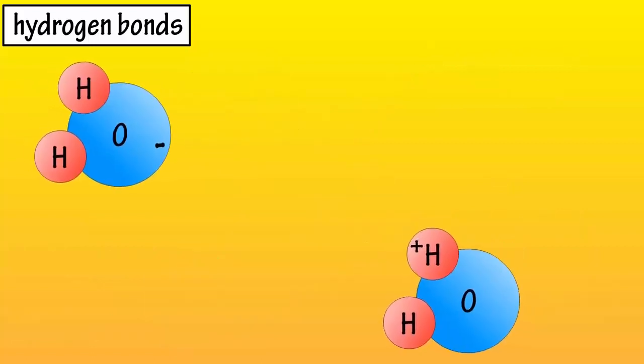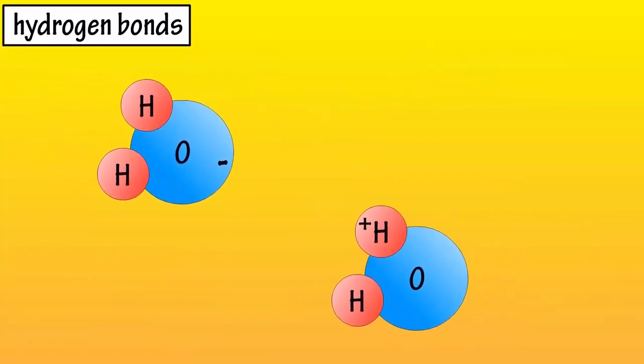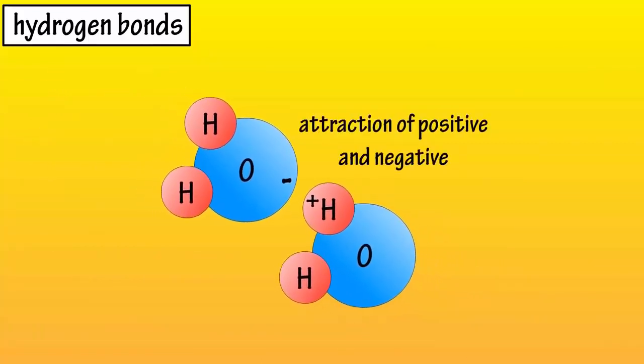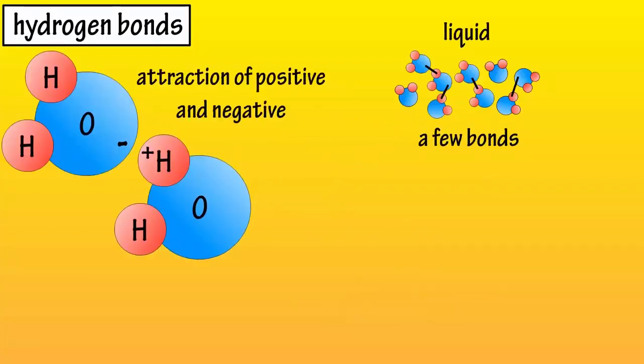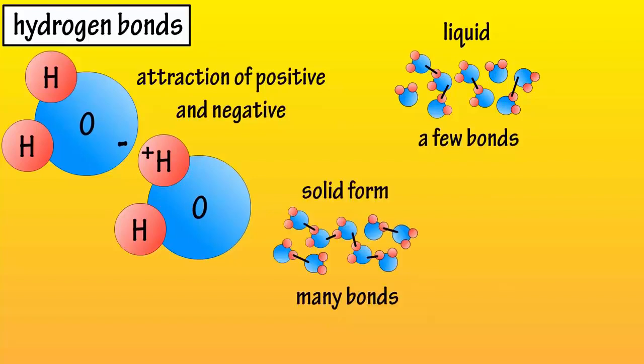These charged ends weakly attach the positive end of one water molecule to the negative end of an adjacent water molecule. When water is in liquid form, there are a few hydrogen bonds, in solid form, many hydrogen bonds, and when water is steam or gas, there are no bonds because the molecules are too far apart to form any bonds.